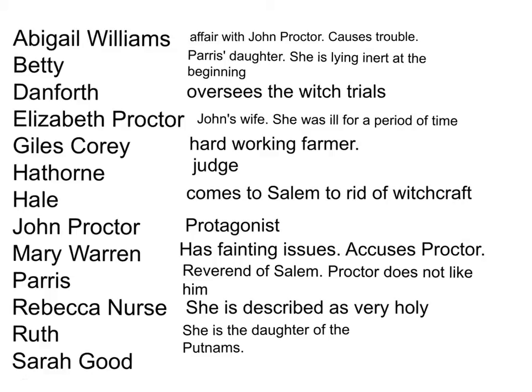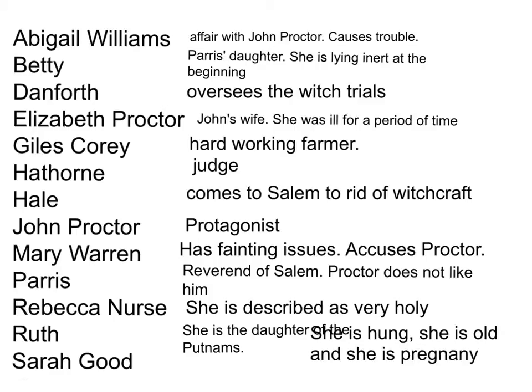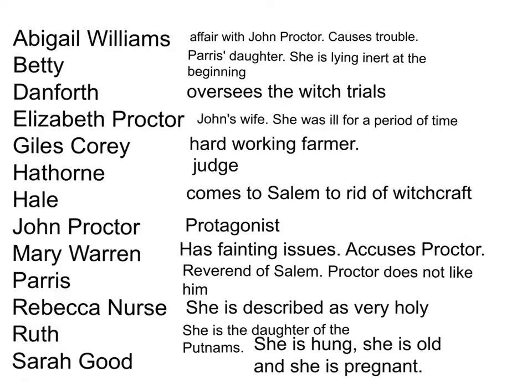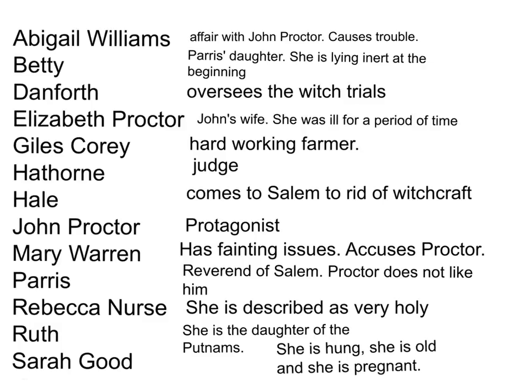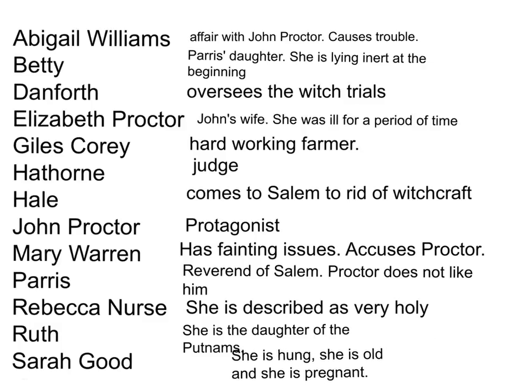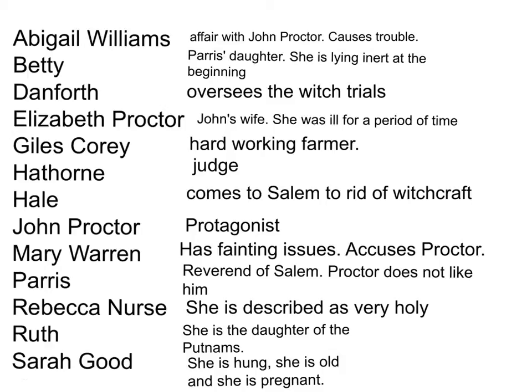Sarah Good. All right, she's the old woman. She gets hanged. She's old, and she's pregnant, supposedly. And they back that up with information, which is kind of terrifying. And the only other character I don't have on here is Tituba. We know Tituba was the slave, and we know how she was treated. So make sure you just kind of jot her down. This is just some of the information. I'm not saying this is necessarily the information that's going to be in your fill in the blank, but if you know enough about these characters, you're familiar with them, this won't pose too much of a problem.